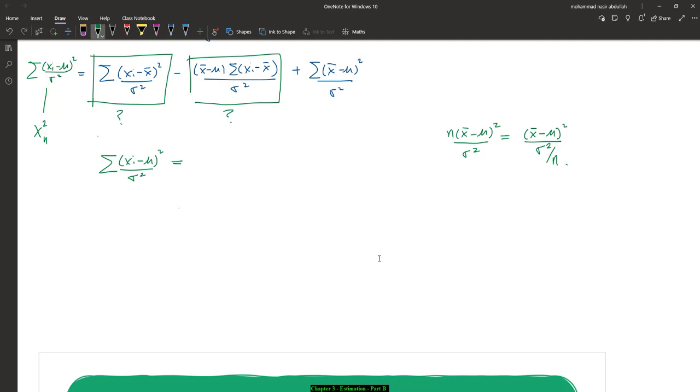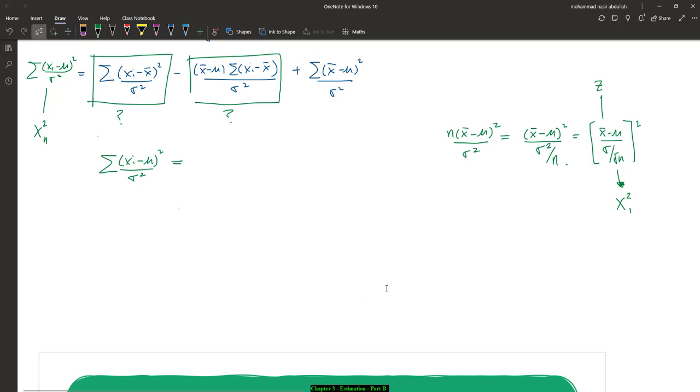Okay, so let's say I take out the square outside. It should be x bar minus mu divided by sigma over square root of n, and then I square. So this one is theorem number one: chi squared with 1 degree of freedom, because this is the form of z.